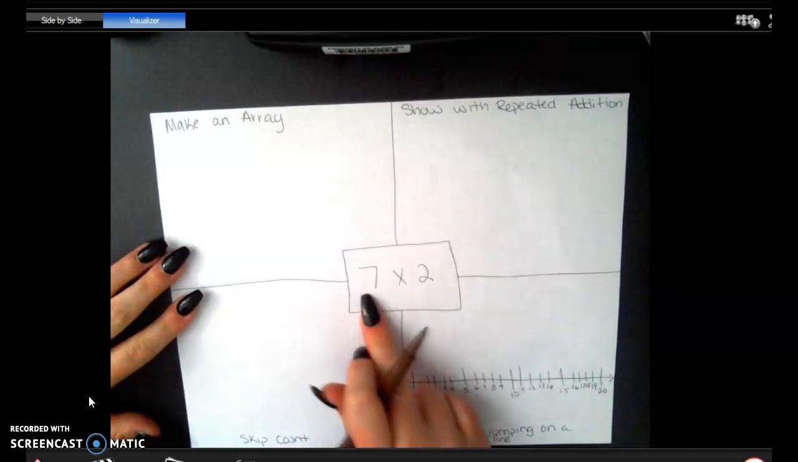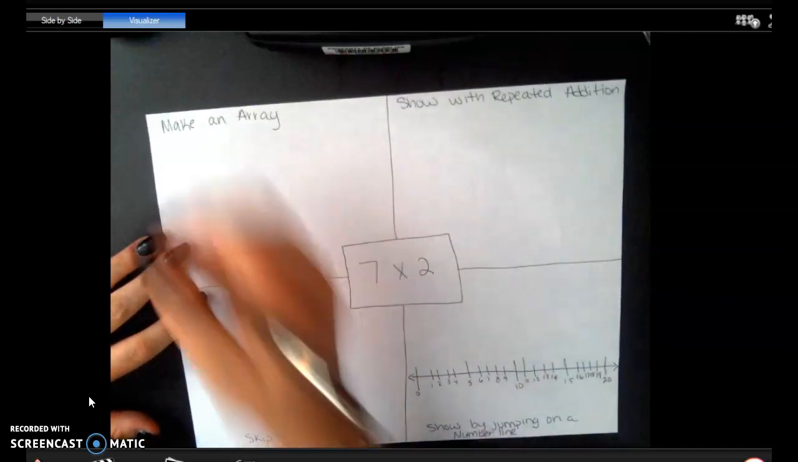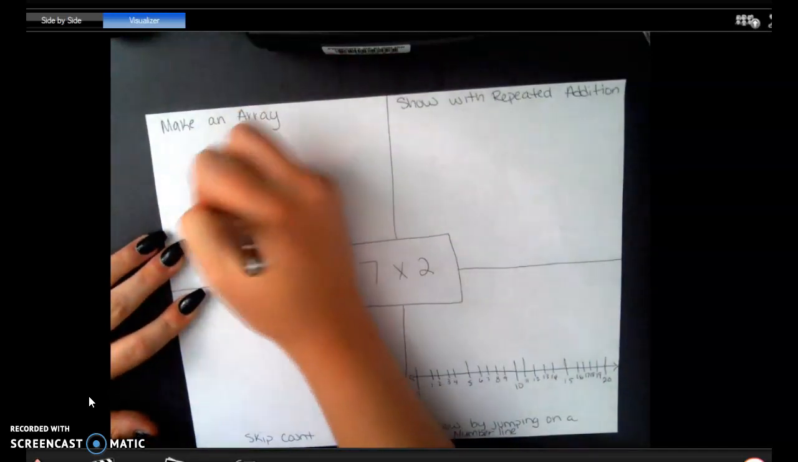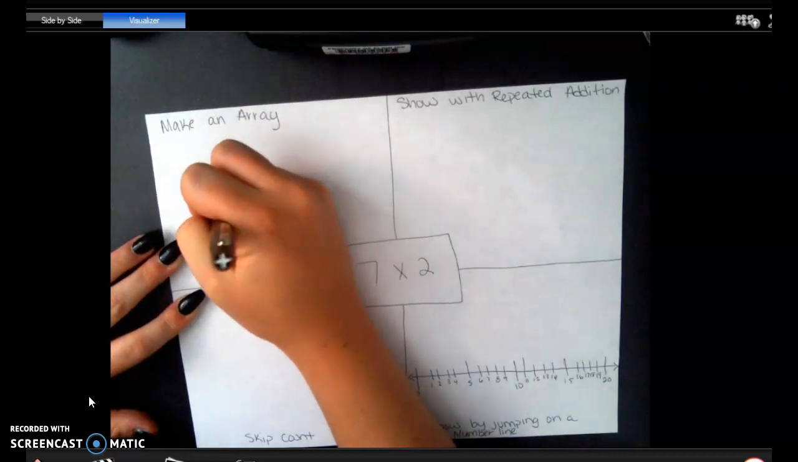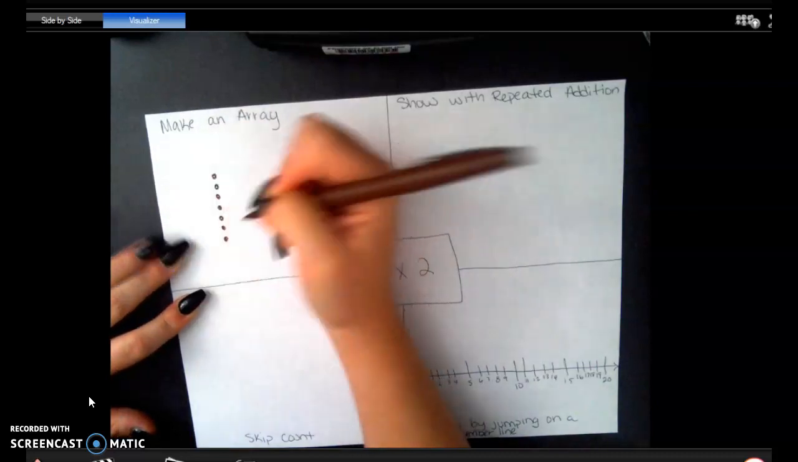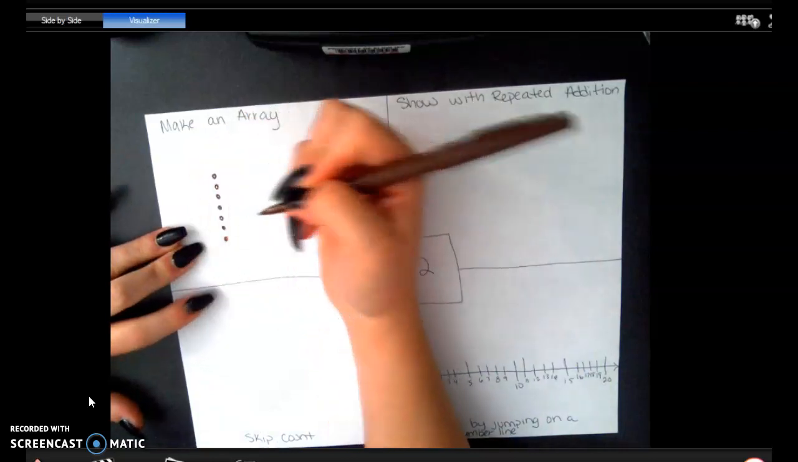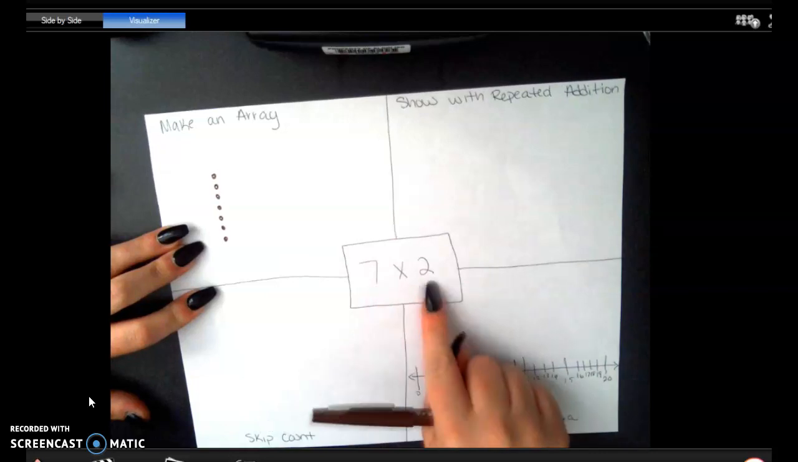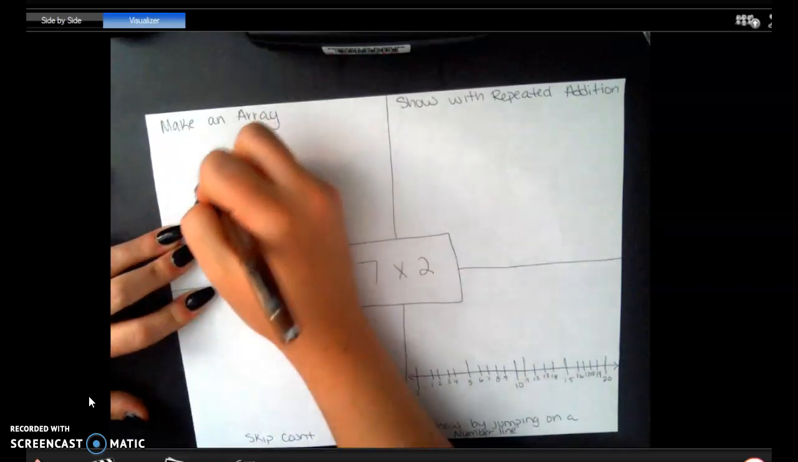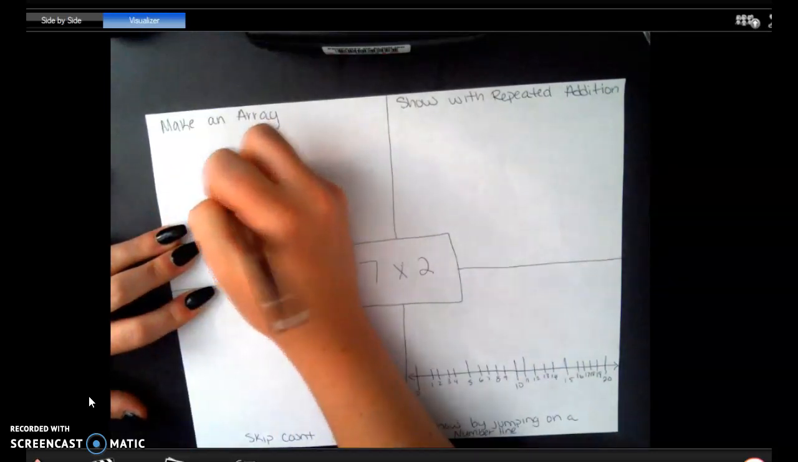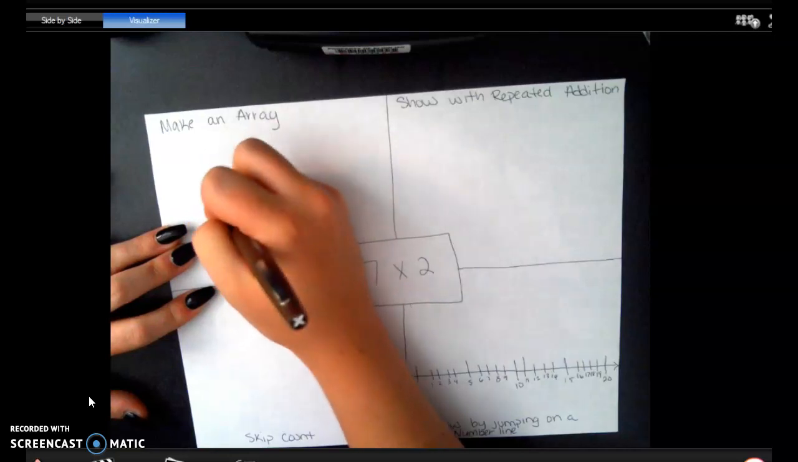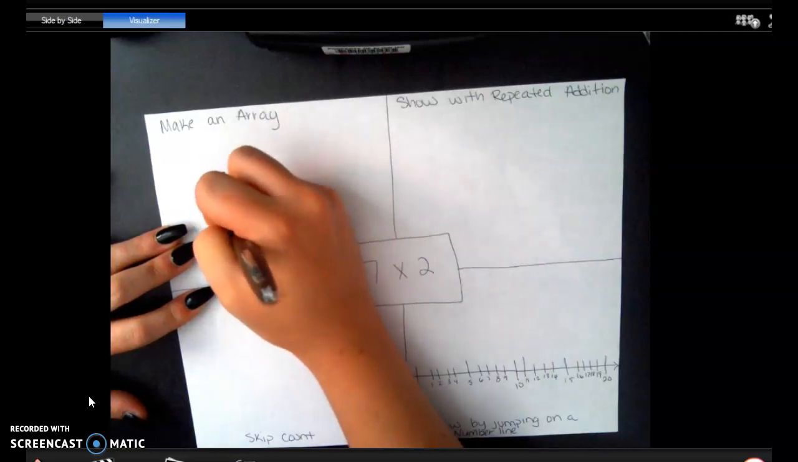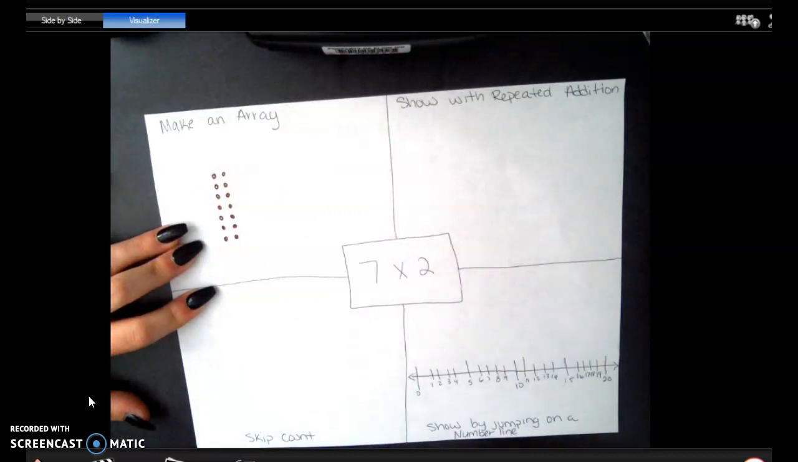So 7 times 2, that means we're going to have 7 groups. 1, 2, 3, 4, 5, 6, 7. So we have 7 groups. How many is supposed to go in each group? Well, we just look at our second number, 2. 1, 2, 1, 2, 1, 2, and so on and so forth until you have 7 groups of 2.